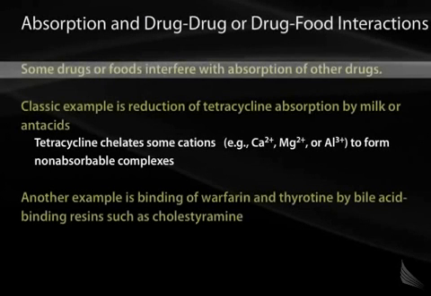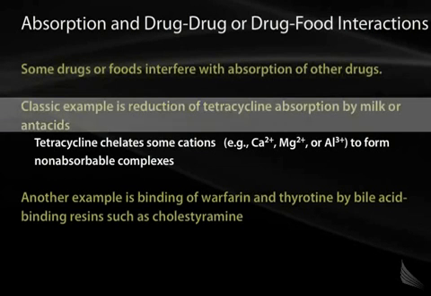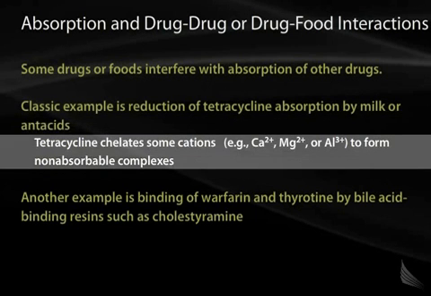Some drugs will interact with certain foods and drinks that the patient will consume. The classic example of absorption and drug-food interactions would be reduction of tetracycline absorption, which is an antibiotic, by milk or antacids. Tetracycline, because of its structure, is able to chelate cations such as calcium, magnesium, or aluminum. And when this happens, the complex is non-absorbable. So therefore, patients that are taking tetracycline should not take milk or antacids along with their medication.